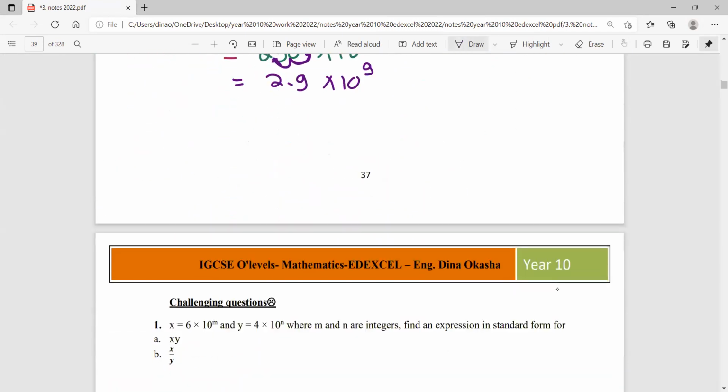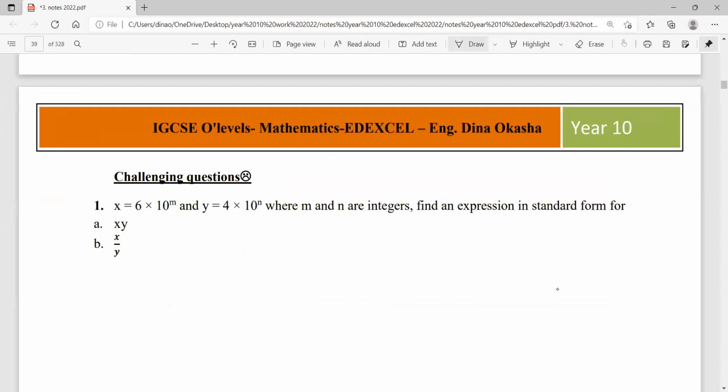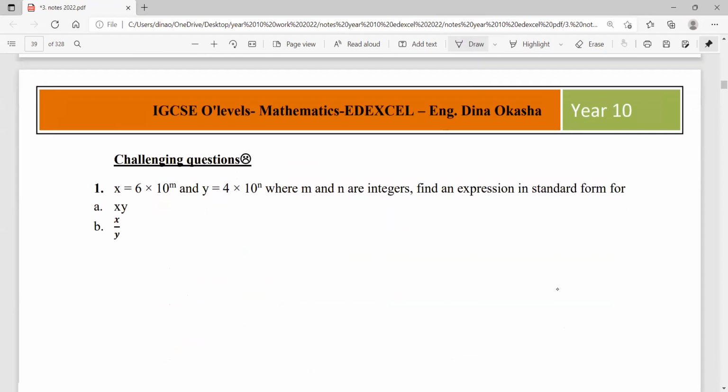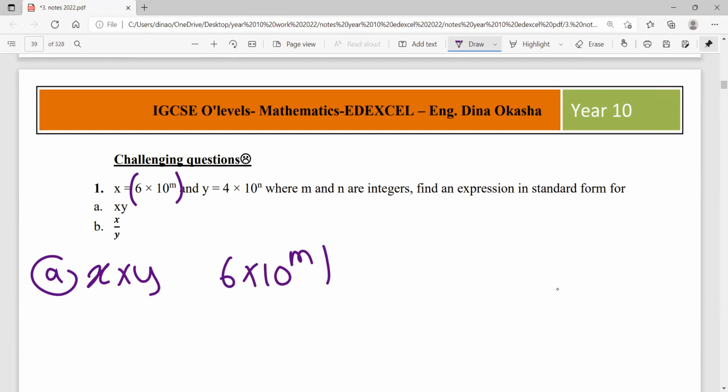Now let's move to the challenging questions, although they're not that challenging. Here it says if x is equal to 6 times 10 to the power of m and y is equal to 4 times 10 to the power of n, find an expression in standard form for xy. What does xy mean? xy means x times y. So I will remove the x, put its value, which is 6 times 10 to the power of m. Remove the y, put its value, which is 4 times 10 to the power of n.